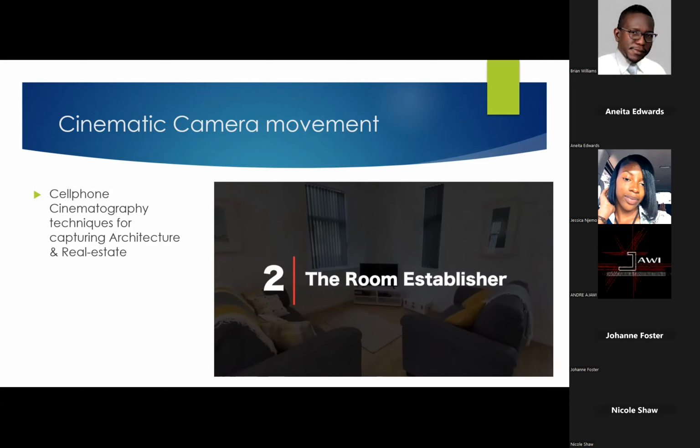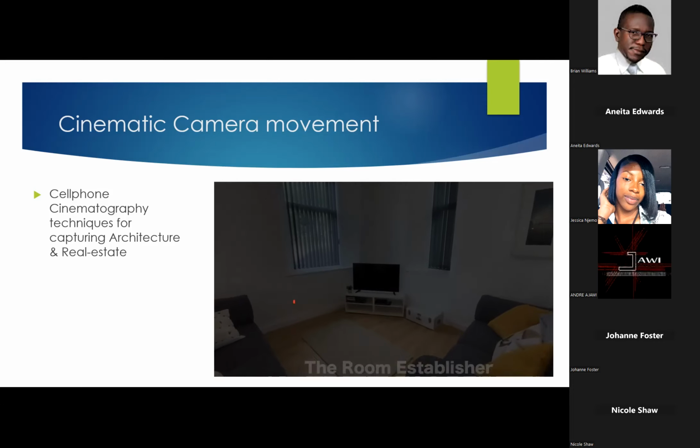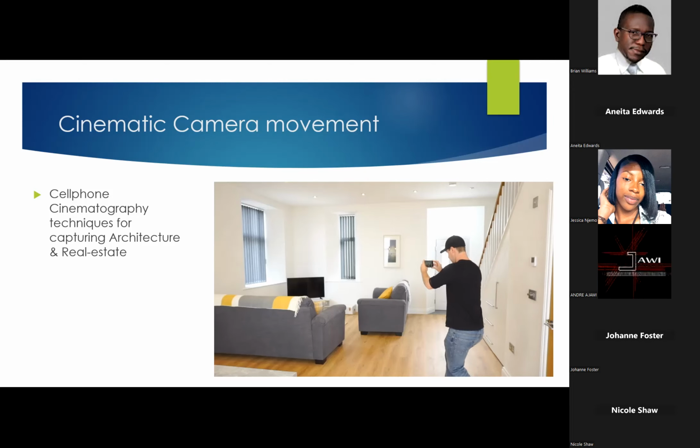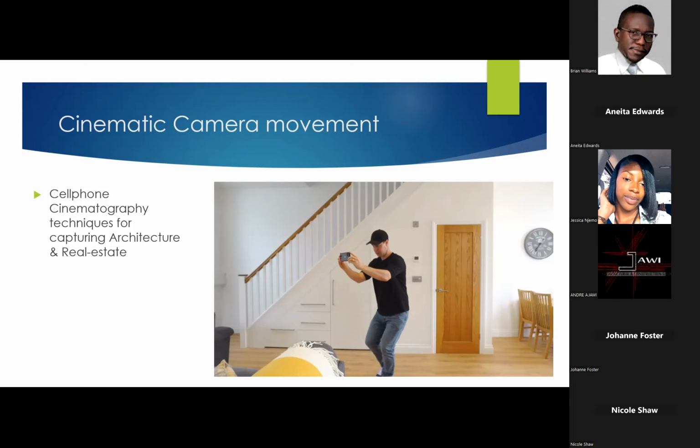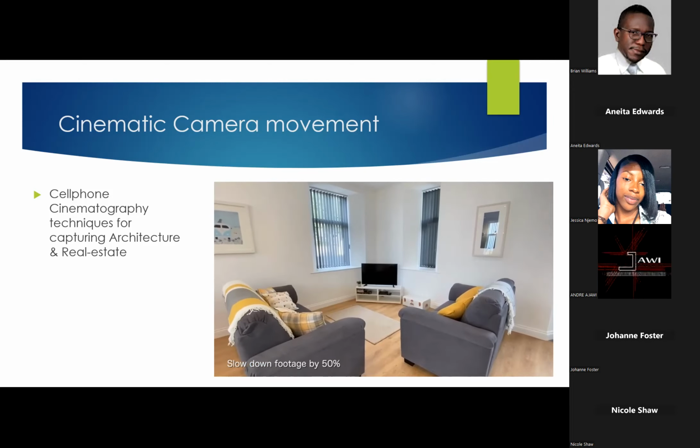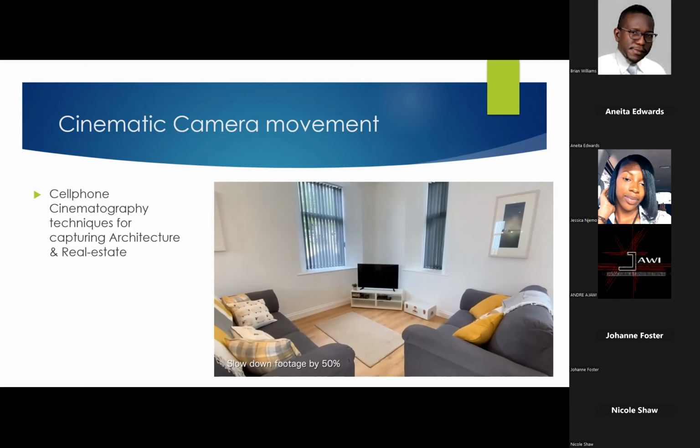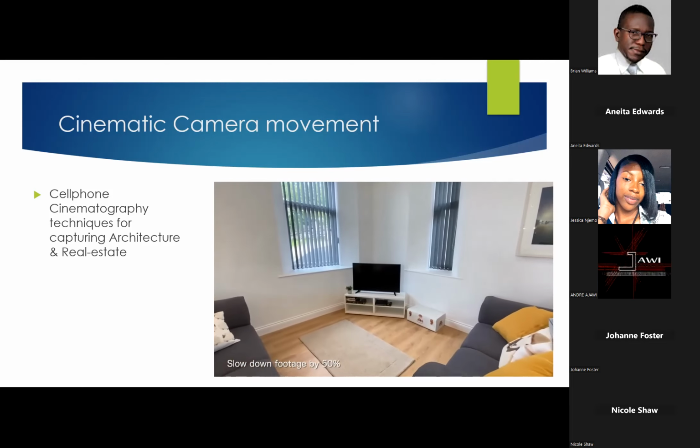Okay, next up is the room establisher. Super easy, this one. Frame your shot, walk forwards. Move at a nice consistent pace and then slow your footage down by 50%. This creates super smooth movements, perfect for any room.